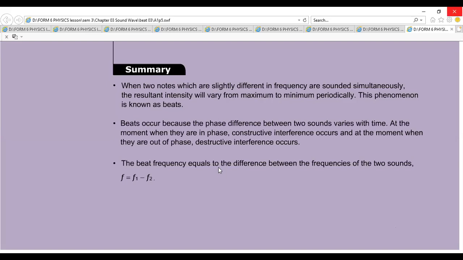At the moment when they are in phase, constructive interference occurs, and at the moment when they are out of phase, destructive interference occurs. The beat frequency is equal to the difference between the frequencies of the two sounds, where the resultant beat frequency is equal to f1 minus f2.